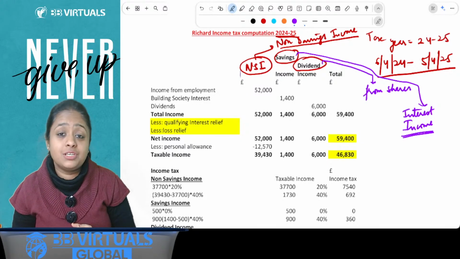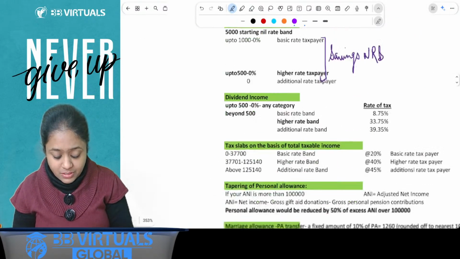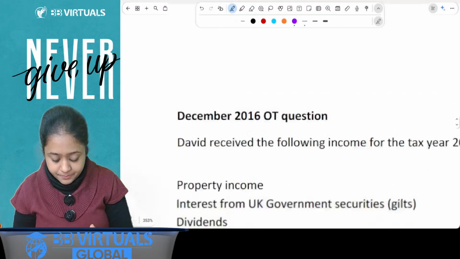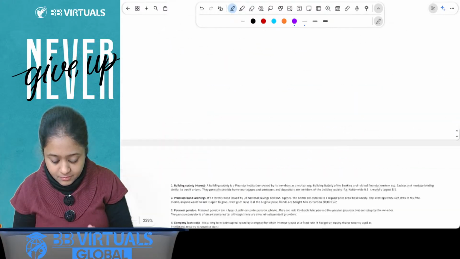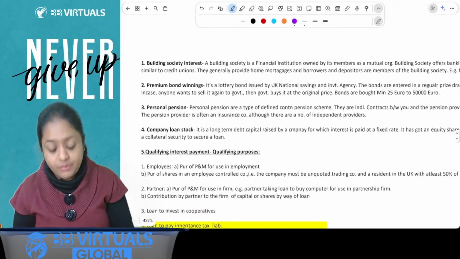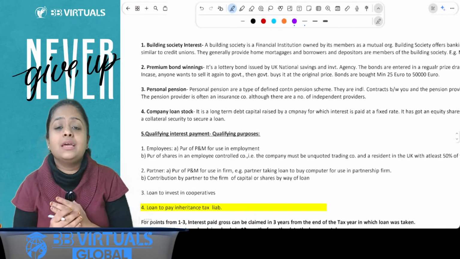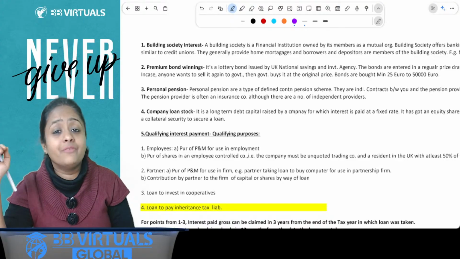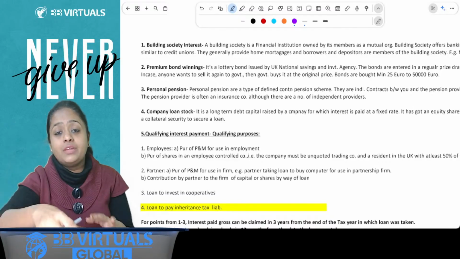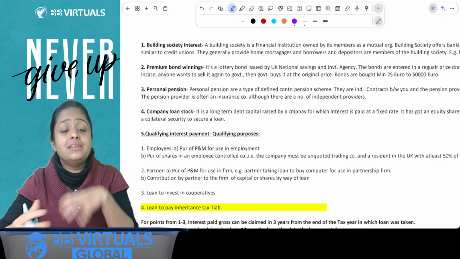Now comes the question, ma'am, what is a building society? I'm hearing it for the first time. Let me clarify here. In the notes, I have included that. What is a building society? These are some terminologies that I will be giving you in the notes. Building society is just like a cooperative society that we have in India. A few interested people come together, pool their money together, and in the group there is a lender and there is a receiver.